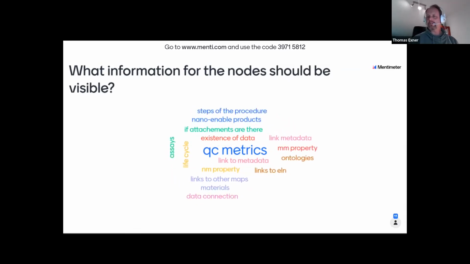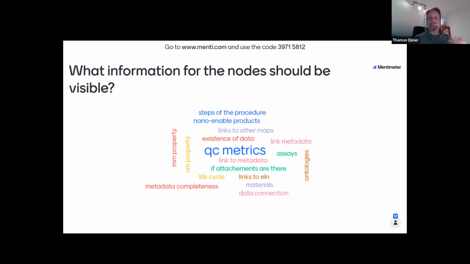Okay, data connections. Yes, I think you like the idea that if attachments are there, the idea of having that also for data clearly shows. Ontologies. This is probably not what would be visible, but we are thinking about adding ontology tools, so that when the data is coming in, you can directly find the corresponding agreed ontology terms for something.